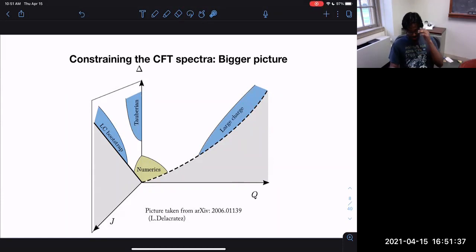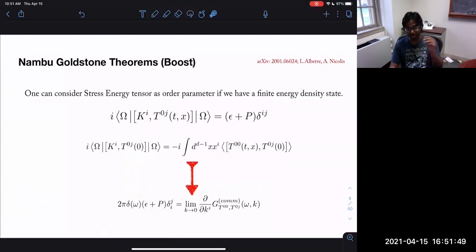Okay. So now let us proceed and dive deep into the details. Let us start with the Goldstone theorem. We'll have to write down the Goldstone theorems in a more useful form so that we can utilize it. This is mostly done in this paper by Nicolis and Albertre, and we just wrote it down in a form which is useful for our purpose.